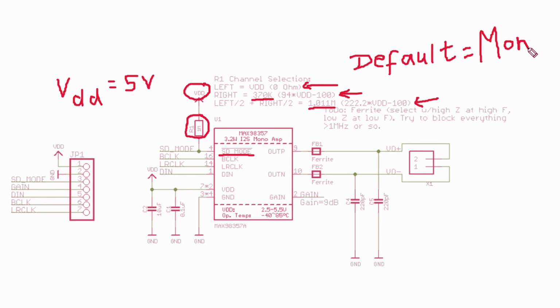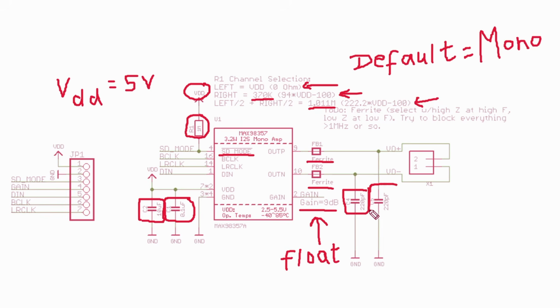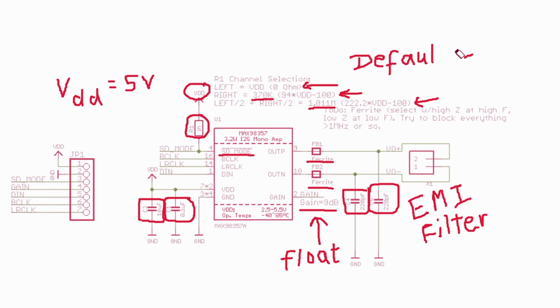We also have decoupling capacitors on the power line, which help stabilize the supply, and the gain pin is left floating, setting a default gain of around 9 dB. On the output side, there's a ferrite bead. Along with a capacitor, this forms a simple EMI filter, helping reduce high frequency noise from the Class D switching.